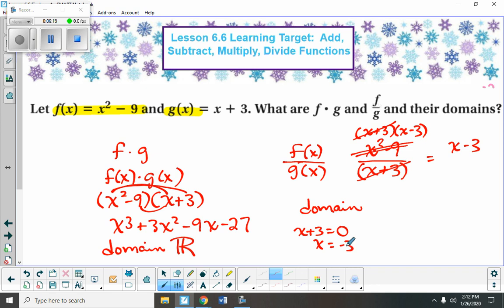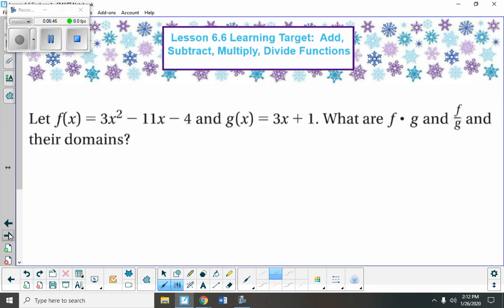So if x equals a negative 3, if you plug negative 3 in right here, negative 3 plus 3 equals 0, you would have 0 in the denominator. So your domain has a restriction. X cannot equal a negative 3. You could put in anything else for x except for negative 3. So that's how we figure out the domain when we have a variable in the denominator.